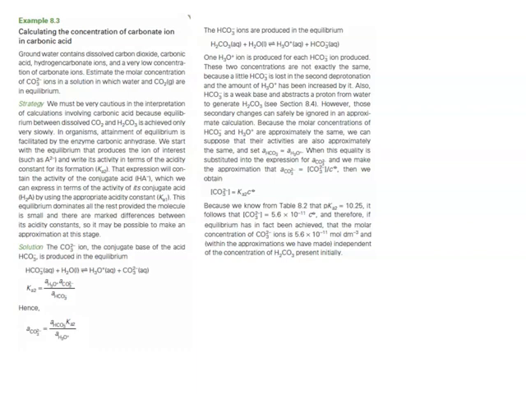We start with the equilibrium that produces the ion of interest, such as A2-, and write its activity in terms of the acidity constant for its formation, Ka2. That expression will contain the activity of the conjugate acid, HA-, which we can express in terms of the activity of its conjugate acid, H2A, by using the appropriate acidity constant. This equilibrium dominates all the rest, provided that the molecule is small, and therefore a marked difference exists between acidity constants, so it may be possible to make an approximation at this stage.